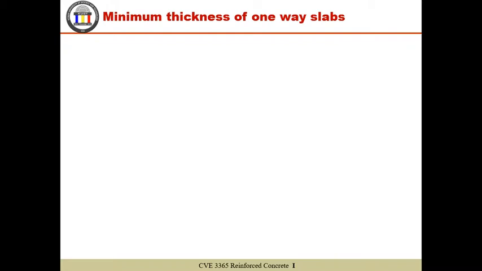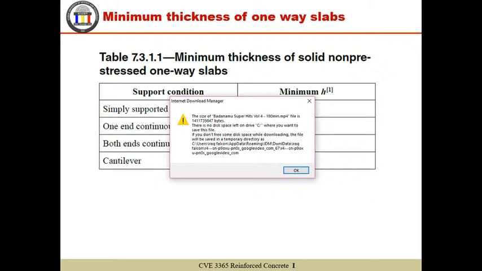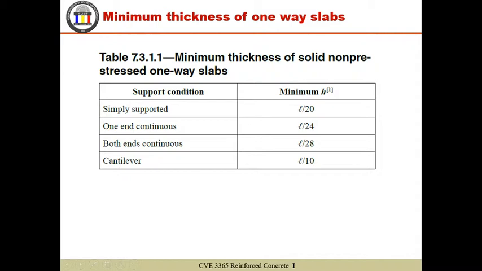Do you remember in beam we said that we have the minimum allowed thickness by the code? Here also we have this table. I think you're familiar with it. So minimum thickness: if you have a simply supported beam, then at least the thickness of the slab should be L over 20. If you have, let's say, a cantilever, the thickness of the slab at least should be L over 10. So what is L? L is the span in the direction of deflection, like the shorter span.